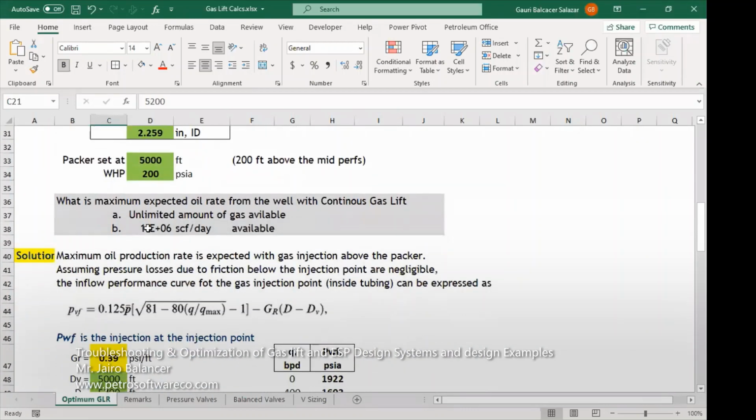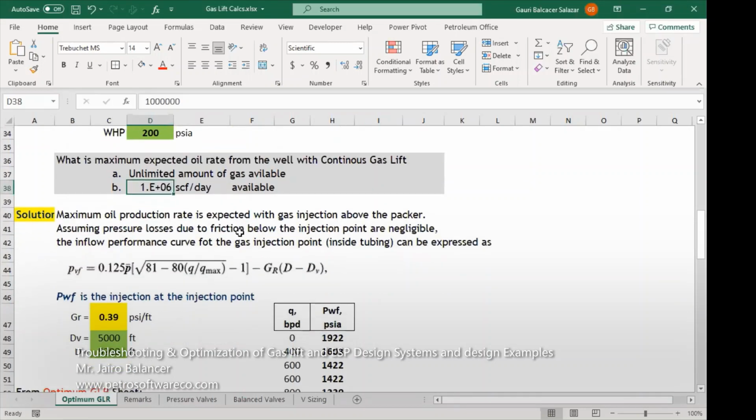So the idea is to know what is the maximum expected oil rate from the well with continuous gas lift. If we have those two situations, one, the A is a limited amount of gas available. Sometimes we have some fields, we have this privilege of having whatever we need. In this case, we have only 1 million standard cubic feet available. So the maximum oil rate production is expected with gas injection, of course, above the packer.